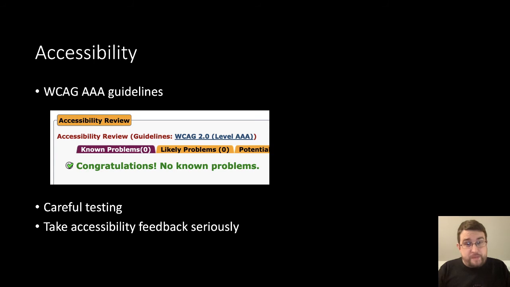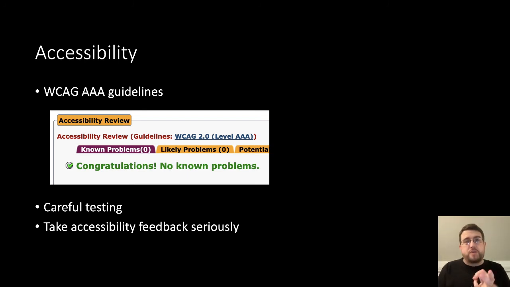Let's talk about accessibility. Accessibility is really important for every website. It is something that I take very seriously. We have people, even on just the beta tester or moderator team, that have various disabilities. I have a disability. So accessibility is very, very important. Careful testing is a good way to get around that. Running it through the automatic checkers is a good way to get around that. And taking accessibility feedback seriously is very, very important.